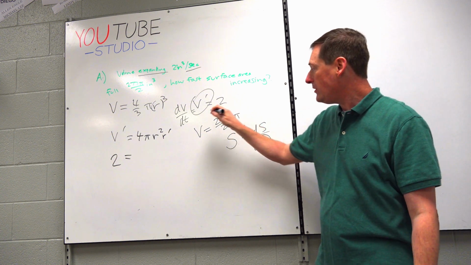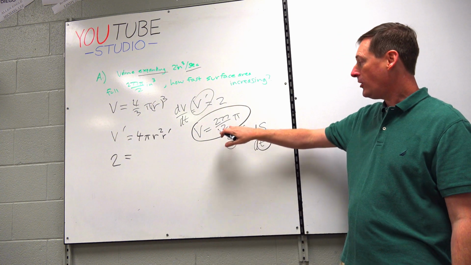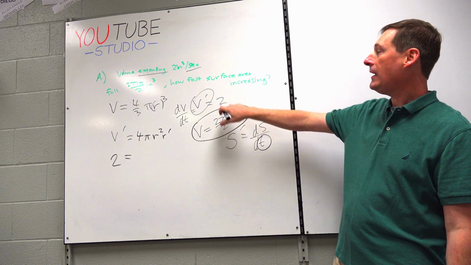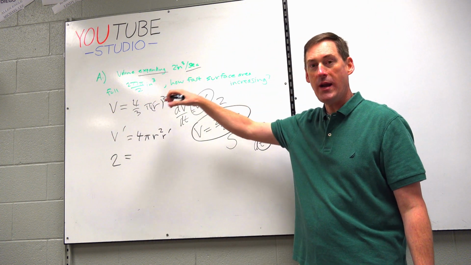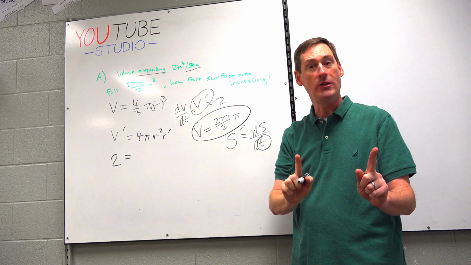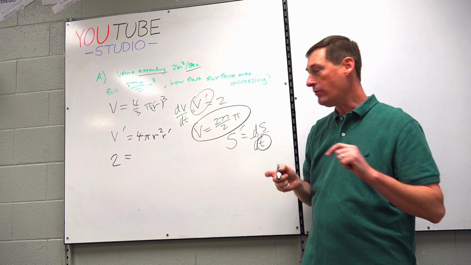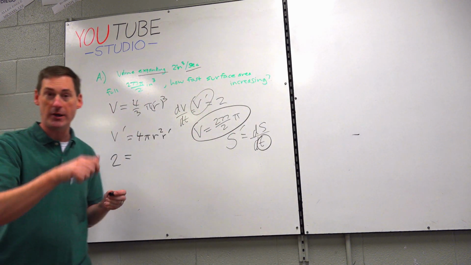Is there anything you haven't used yet? You haven't used this hint yet. Could we plug the volume into the original V and maybe figure out what the radius of the basketball is at that exact moment? Oh, that would let us get r. Okay, now we're on to something. Use all your hints, right? This is quite the puzzle today.